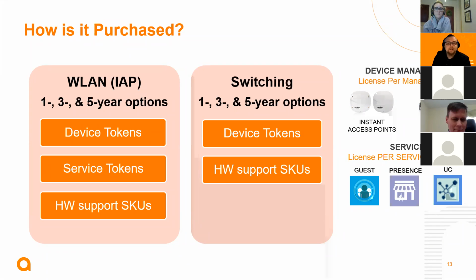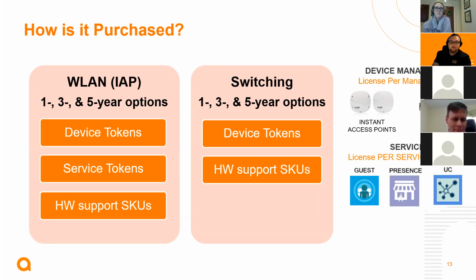And then for switching, they made it even easier. It's just a device license, right? So you just purchase 1 license per device, per switch, and then the hardware support, and you're golden. And it all marries to the cloud. The device licenses from the switches and the APs are actually the same device licenses.